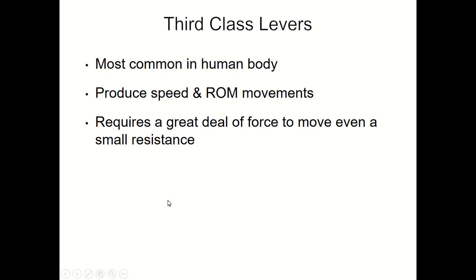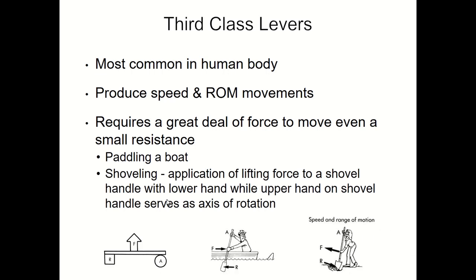Third-class levers are most common in the human body. They're there to produce speed and range of motion movements, and they require a great deal of force to even move a small resistance. Some examples here are paddling a boat and shoveling some dirt out of a ditch. So looking at our third class, we have the force, which is in between the resistance and the axis, our fulcrum. So in paddling, for anybody that's done that, look, he's trying to get away from a shark. The axis of rotation is the hand, and by applying force through the muscular system, we can actually overcome the resistance of the water and move the paddle backwards, right? And therefore propel the boat forwards.